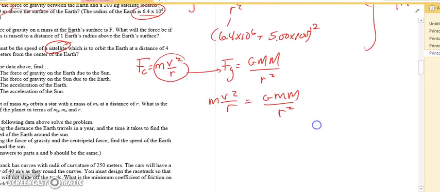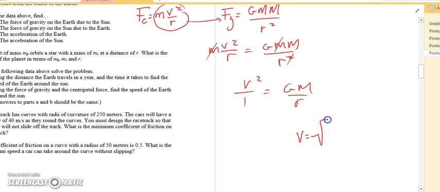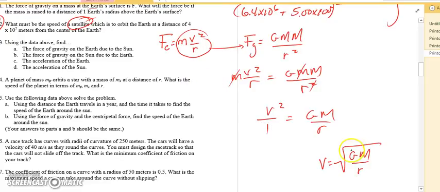Now, algebraically, how this works out is one of our masses cancels out, and we've got a radius here and a radius squared. So this is gone, and this is gone, and we end up with v squared over r equals GM over r squared. Oops, I made a mistake there, it's over 1. So what that simplifies to is the velocity of a satellite is the square root of GM over r. So the mass of the actual object that's orbiting the Earth is irrelevant.